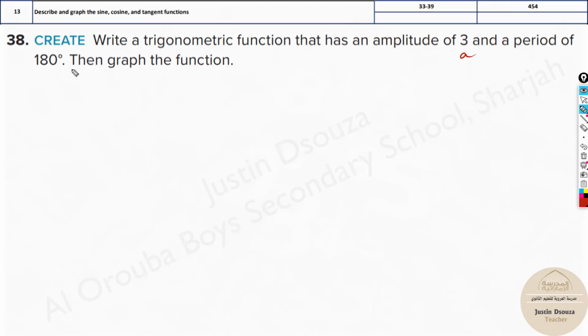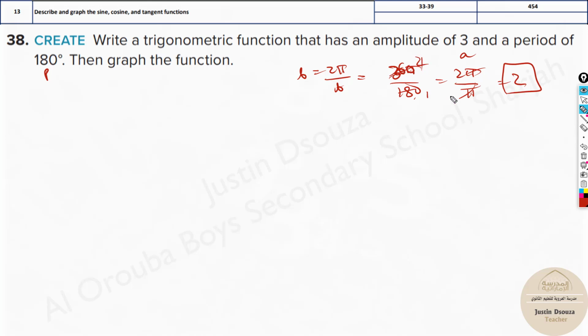You have the a value, period is given, b value will be 2 pi by period. So we will have 2 pi by 180, and 180 is basically what, pi, right? So I will write it as 2 pi by pi itself. This cancels, b value is just 2. Or you can just think of it this way: 2 pi means 360, one time, 2 times. So 2 is the answer.